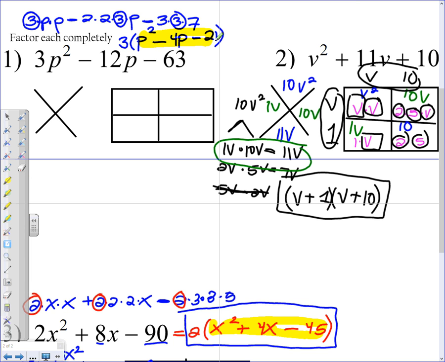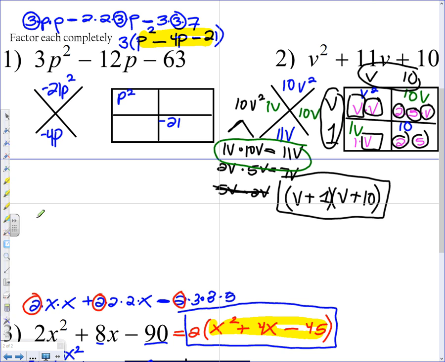First term multiplied by the last one will give you negative 21p squared. Second term will be negative 4p. And the first term will be p squared. And your last term will be negative 21. Okay, now take the negative 21p squared and do the factors in order. I can do 1p and 21p. They will give me 21p squared.